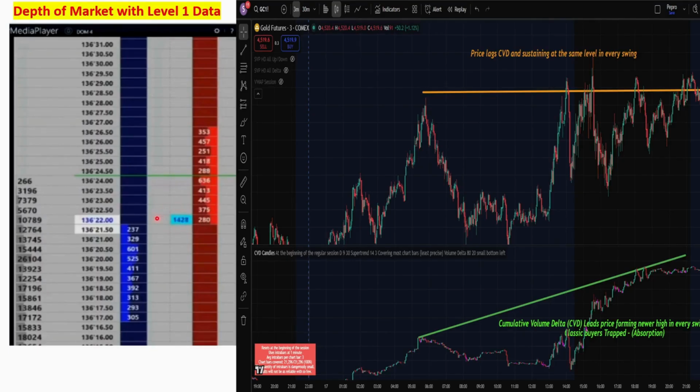As we watch the video, you will notice that at the level 136.22, aggressive buyers come in starting with 100 contracts, then 200, 300, 600, even 1400 and up to 2000 contracts, all bought at that price level. But despite this large buying volume, the price doesn't move up even a single tick.